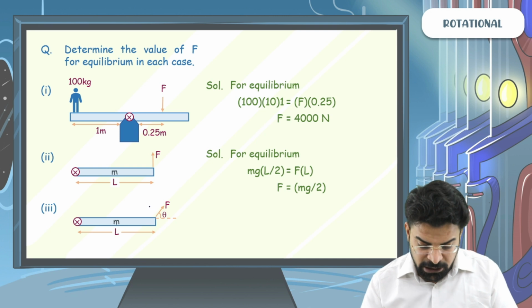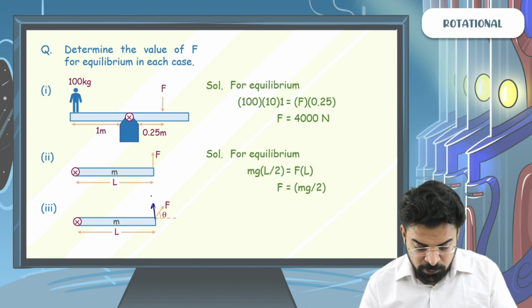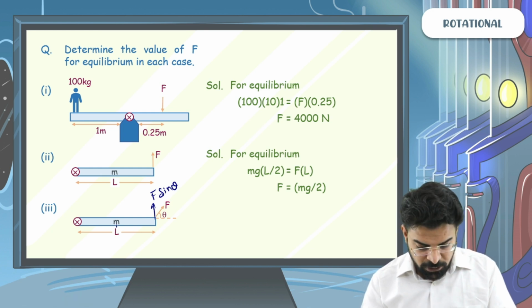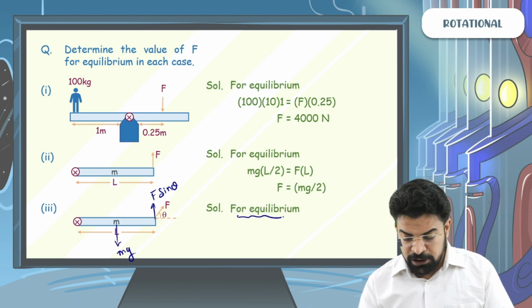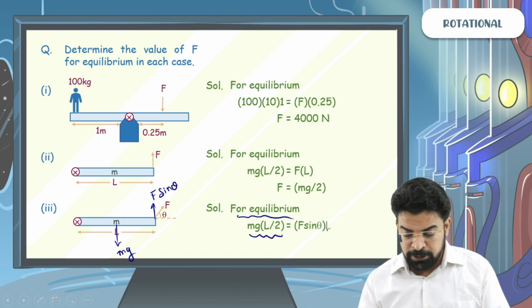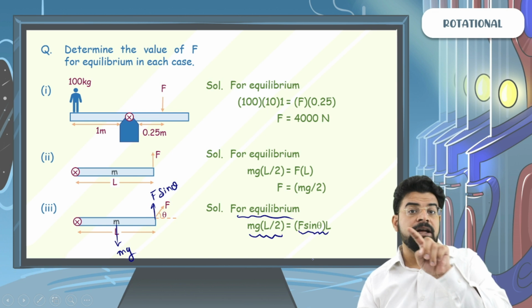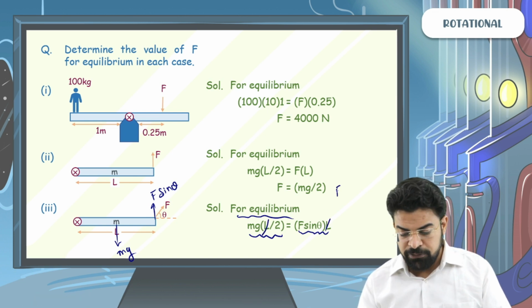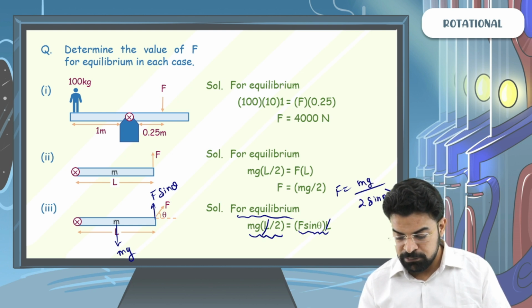So you will say the vertical component of this force, F sine theta, tries to turn it anti-clockwise, while the weight of the rod tries to turn it clockwise. For equilibrium, mg into L by 2, the clockwise torque, has to be equal to F sine theta into L, the anti-clockwise torque. Cancelling out L and L, you can say that F equals mg by 2 sine theta. Okay.